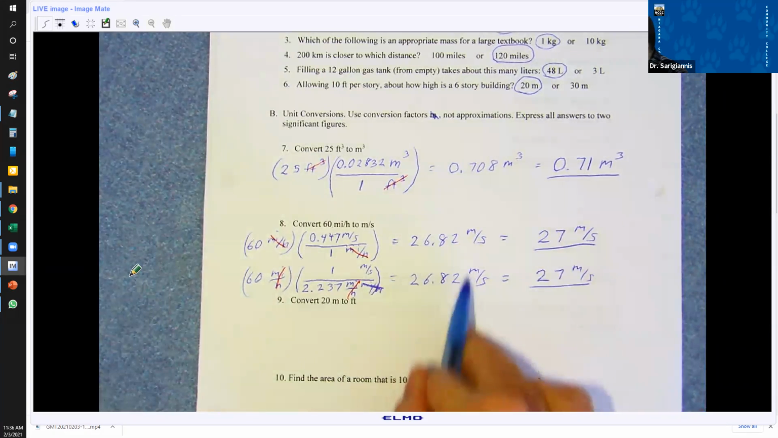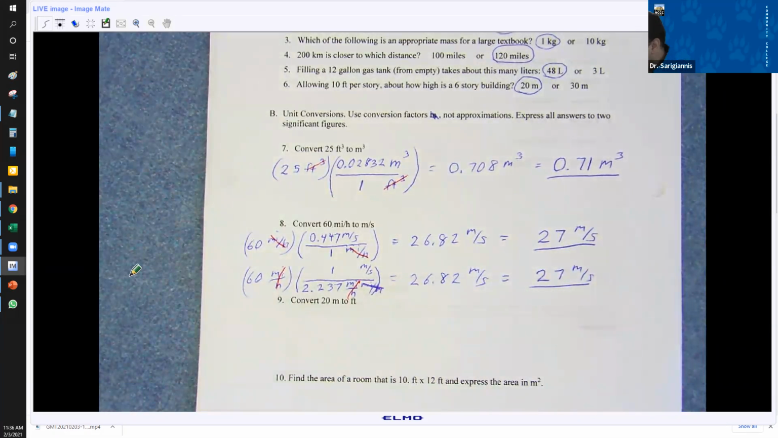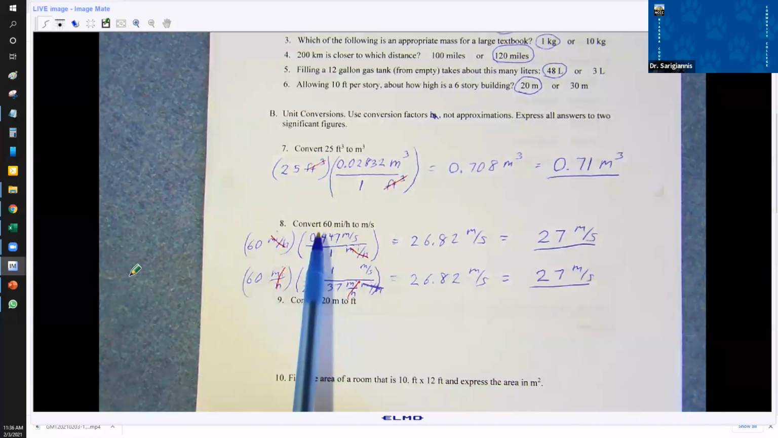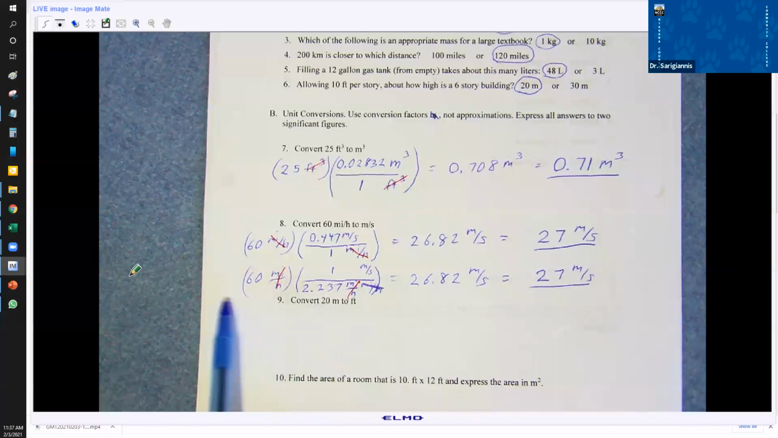Or depending on your calculator and how many digits it reports, it's going to be pretty close to the same answer. What I'm trying to demonstrate here is this ratio. It doesn't matter which set of numbers you use. What matters is that you recognize that they're equivalent and you put them in the right spots.